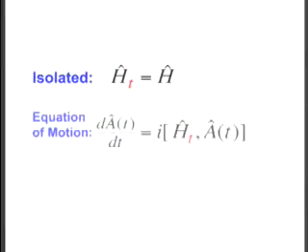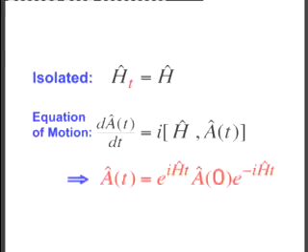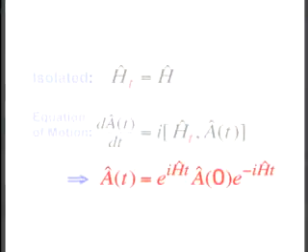Okay, now, for an isolated system, we can solve the equation of motion in closed form. It's just A of t equals e to the iHt, A of 0, e to the minus iHt. So that gives A at any time in terms of A at time 0 and H. We can also express the constant Hamiltonian H in terms of observables at time 0. And so this equation would express A at an arbitrary time t in terms of observables of the system at time 0.